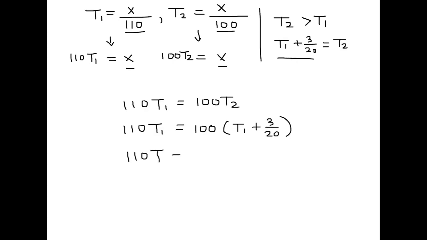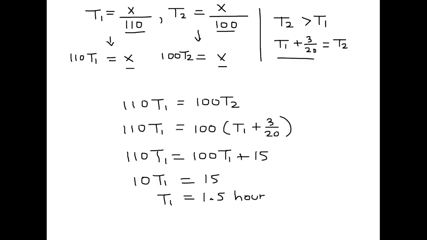So 110 T1 is equal to 100 T1 plus 300 over 20, which is 15. And we've got 10 T1 is equal to 15, and therefore T1 is equal to 15 over 10, which is 1.5. All right? So what does that 1.5 represent? It represents time in hours, 1.5 hours.